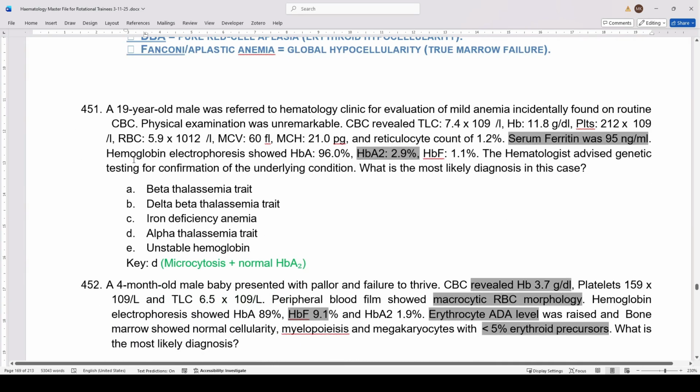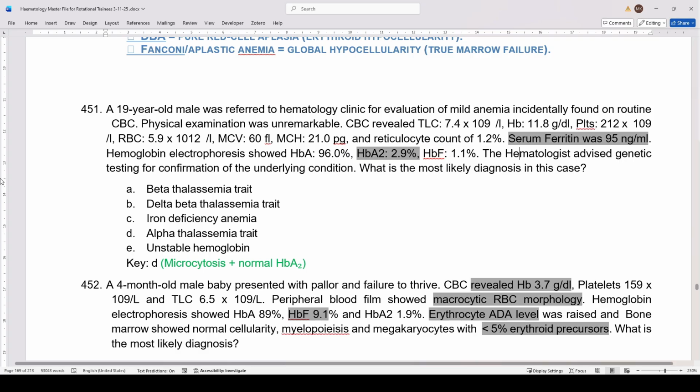Next, a 19-year-old male was referred to hematology clinic for evaluation of mild anemia incidentally found on routine CBC. Physical examination was unremarkable. CBC revealed TLC of 7.4, hemoglobin is 11, platelets 212, RBC is 5.9, MCV is 60, MCH is 21. So it is microcytic hypochromic anemia. Reticulocyte count is 1.2. Serum ferritin was 95. So it is microcytic hypochromic anemia, but serum ferritin is normal. Hemoglobin electrophoresis is also normal.